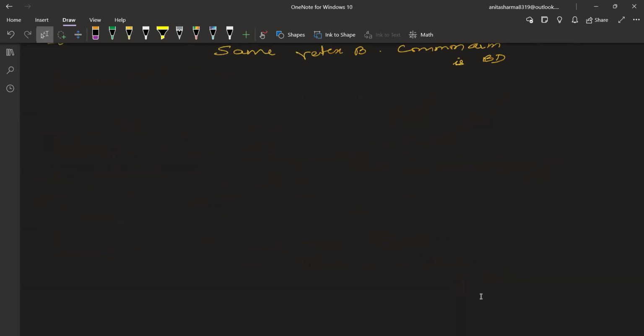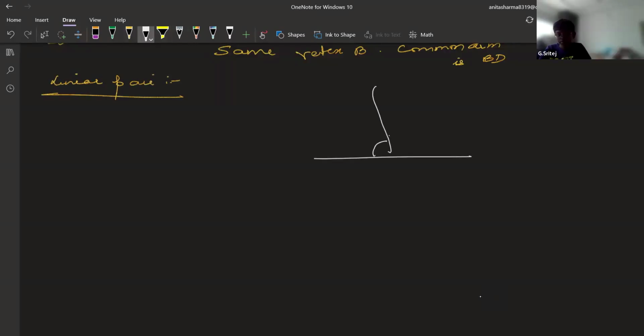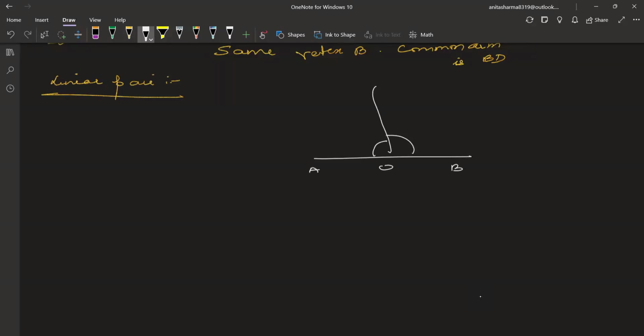Okay, next is linear pair. Anyone knows about the linear pair? Ma'am, can you repeat? Linear pair, beta. Ma'am, the lines are straight and parallel, formed by the transversal. These are the linear pair, right? Yes, ma'am. The sum of a linear pair of angles should be 180.